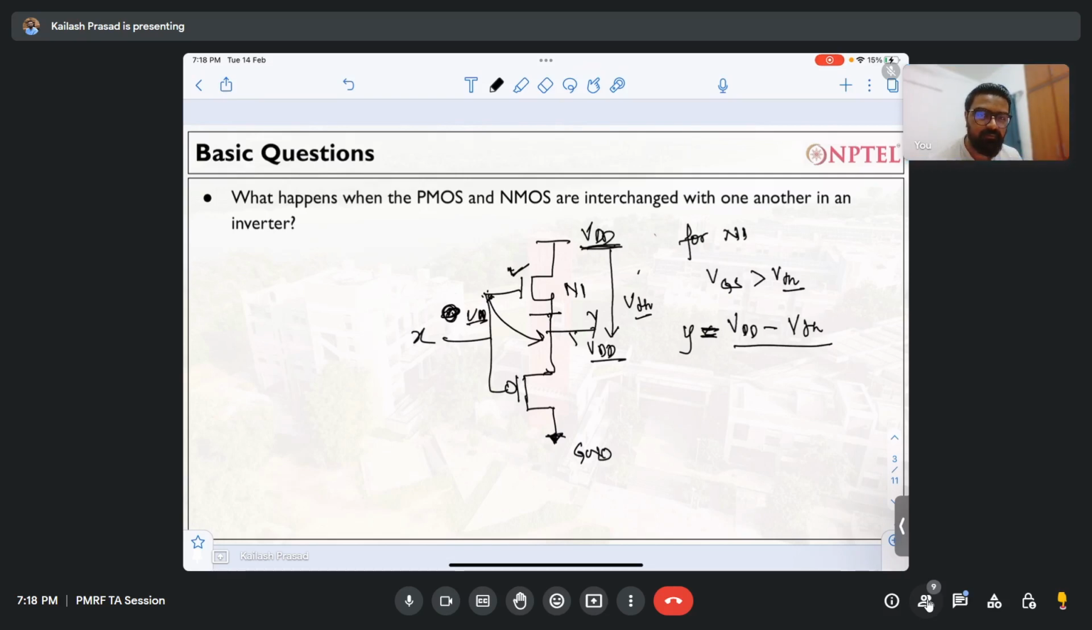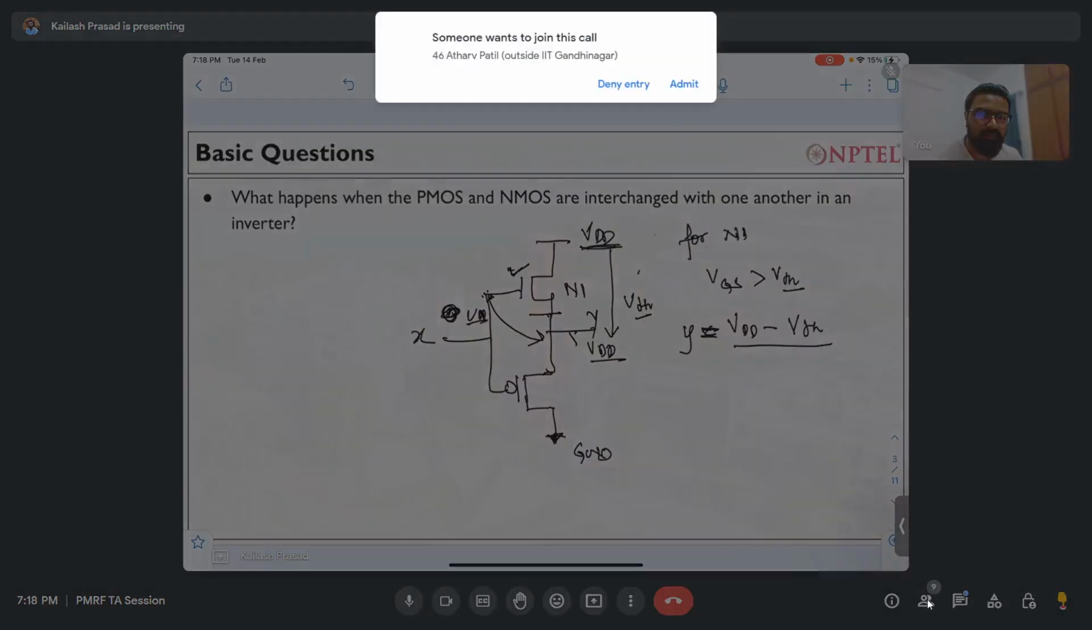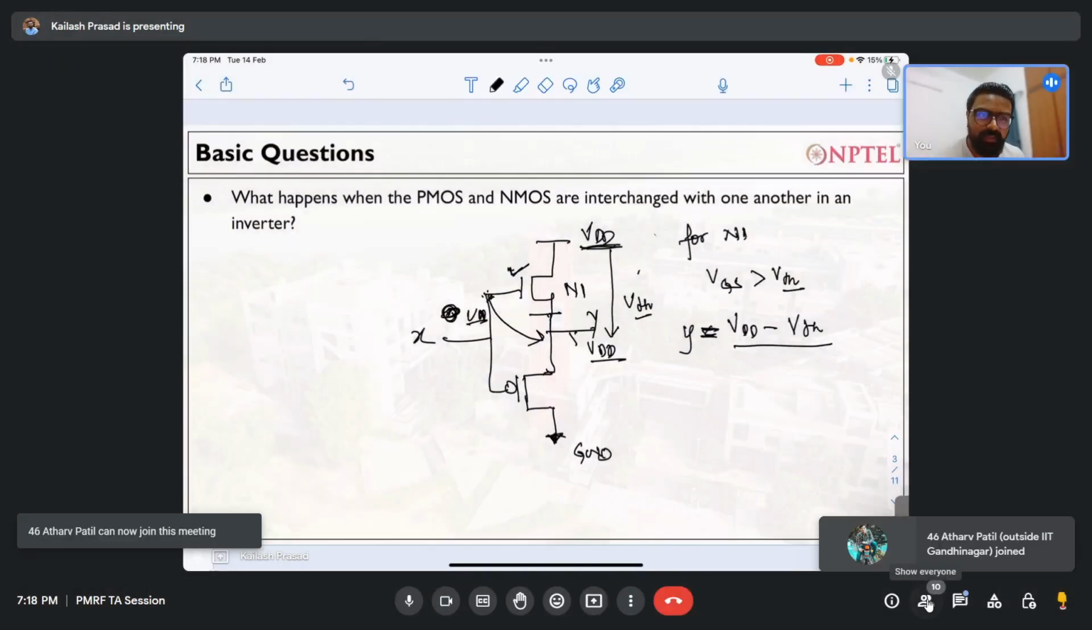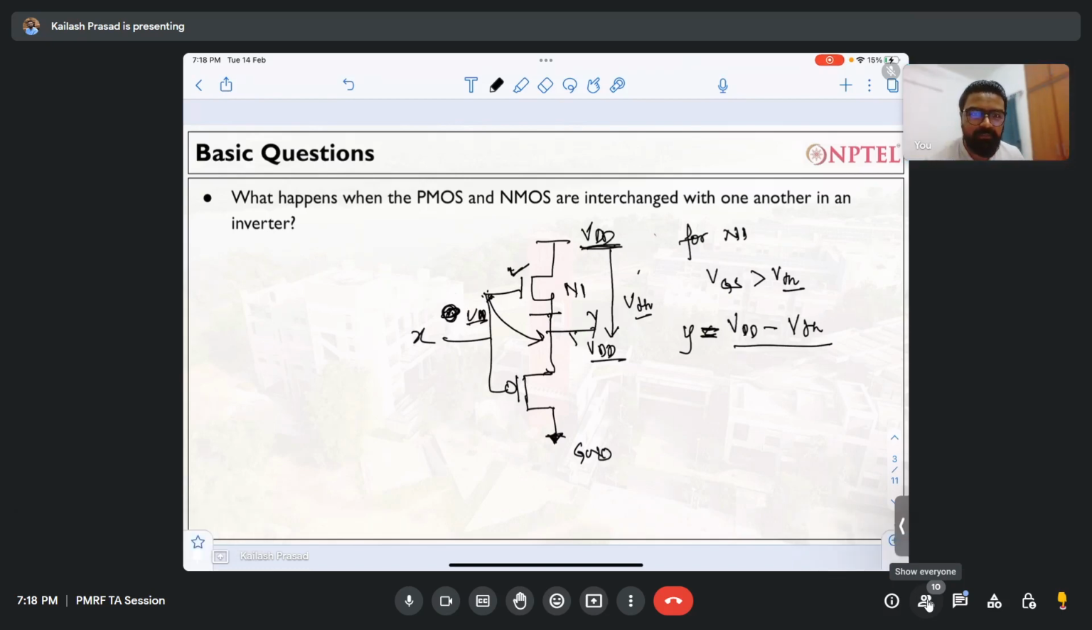Yes, it will be turned, but NMOS is good for passing zeros. I'm taking the statement that NMOS is good for passing zero, and I'm trying to prove why. My question is, if this node is VDD, and this is also VDD, do you think that NMOS is on?